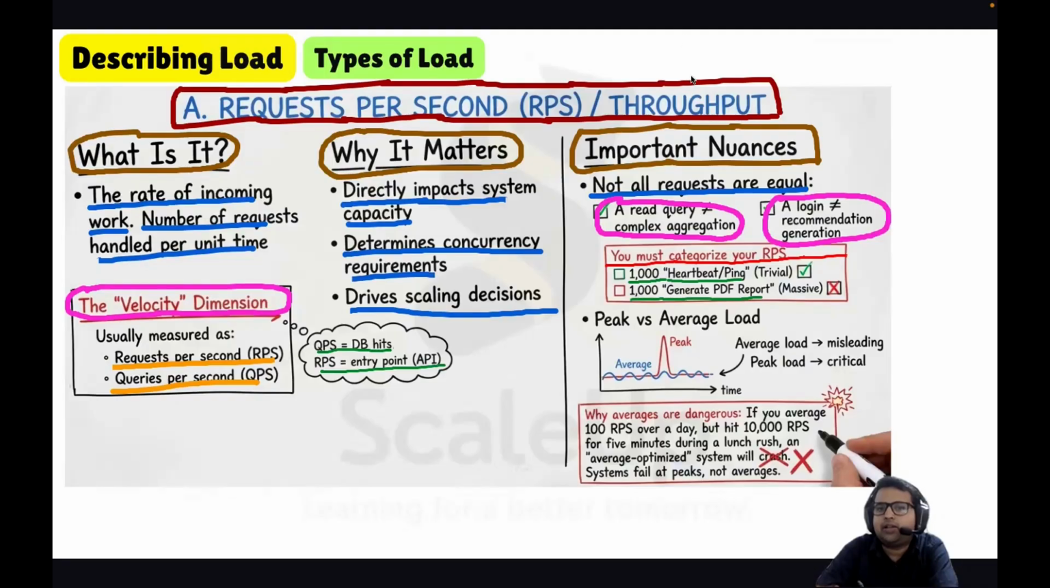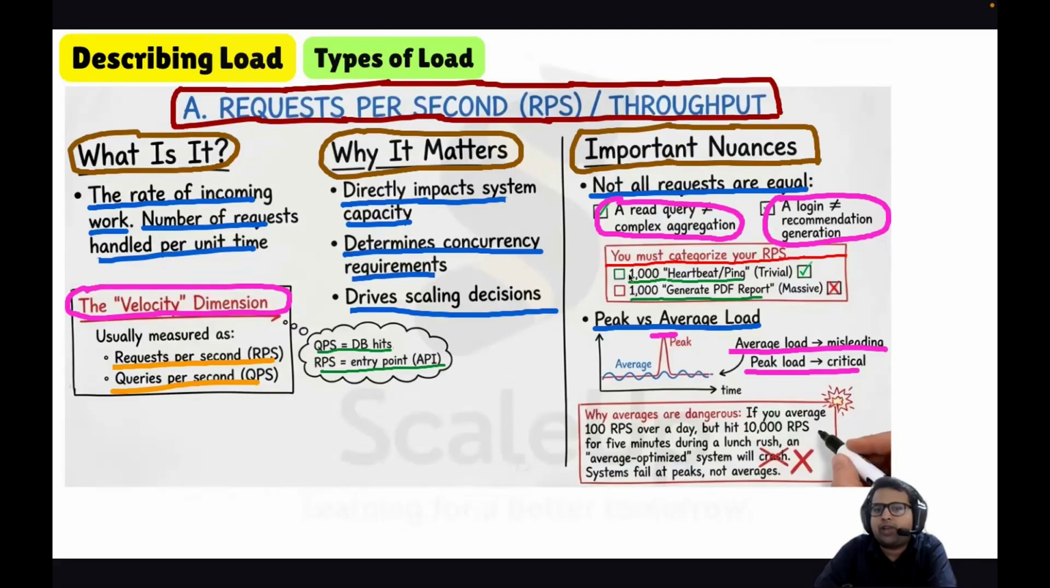Similarly, there is a concept of peak load and average load. Average load is always misleading, and peak load is more important. Peak load is critical, because if the peak load is very high, our system may crash during the peak if we don't consider it. Average load can be misleading because it is just the average of all the different loads at different time intervals. So average load can be misleading and peak load is critical.